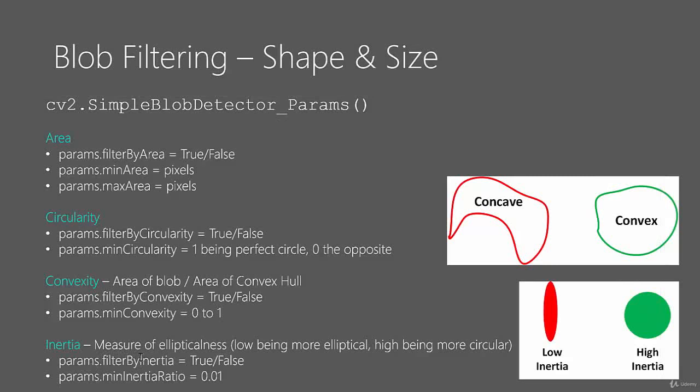Now inertia is a weird concept to think about, however it's actually very well explained in this image here. So simply put, inertia is a measure of ellipticalness, which probably isn't a word, but it probably best describes what we're measuring here. Low being more elliptical, high being more circular. So it also falls back into this circularity setting here. So we can actually set the minimum inertia to be 0.01, with 0 being basically almost like a straight line, and 1 being roughly a circle. So let's go back to the code and see how.